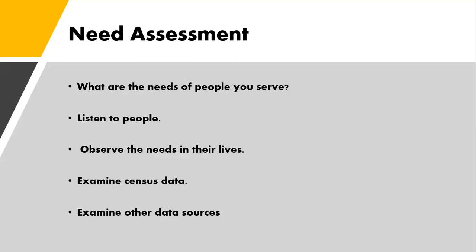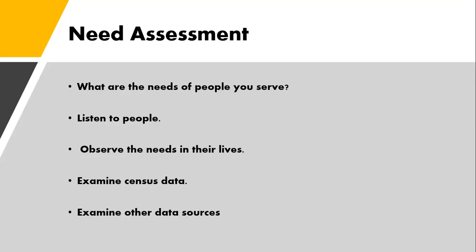We have to really understand the real needs of the people in the area you are going to target. You have to listen to the people and observe the needs of their lives, and then examine the census or data available, and also examine other data sources. So the first thing is to find the data and assess the needs. Therefore we listen to people, observe them, and analyze the available data and census, and also find some other data sources.